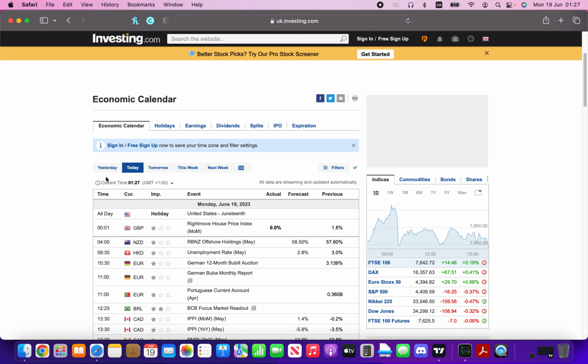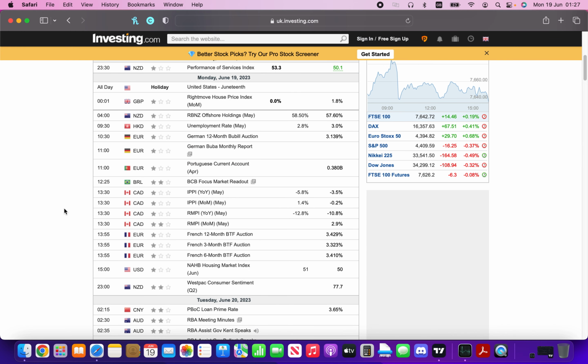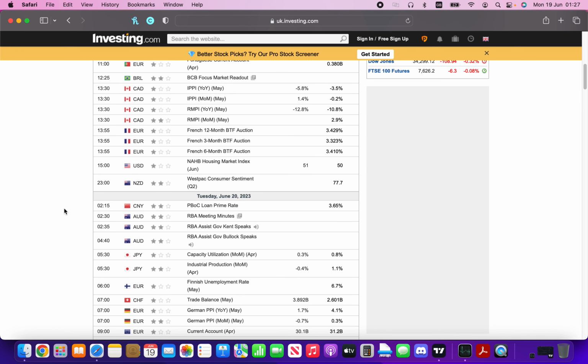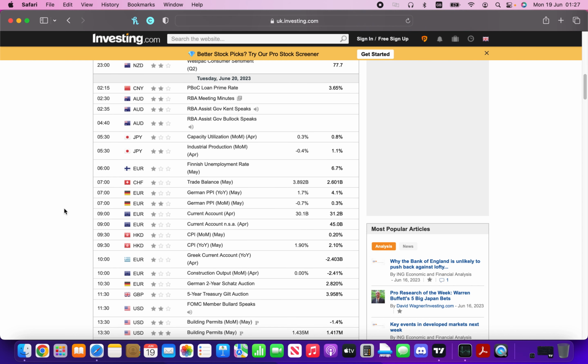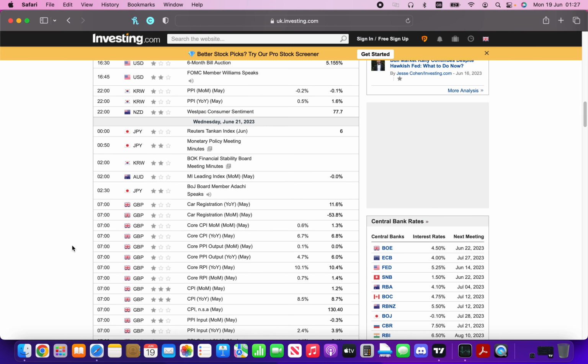So this week, the 2-weekly level. We've got nothing for the US on Monday because the US is closed. Tuesday, we've got US, nothing much really, just building permits, etc. We've got the US 5-year Treasury Gilt auction. That might give you what's going to happen.